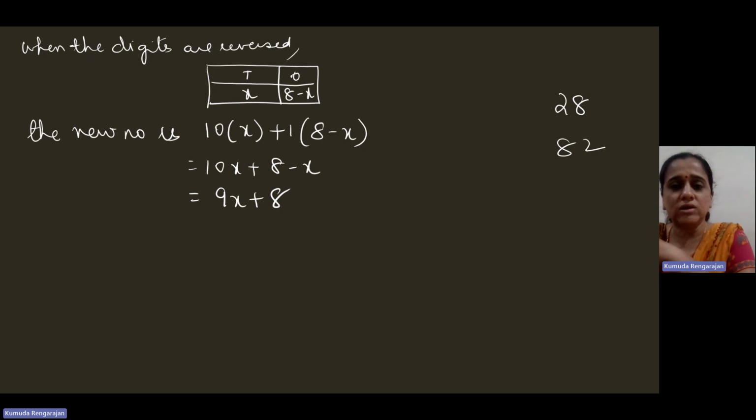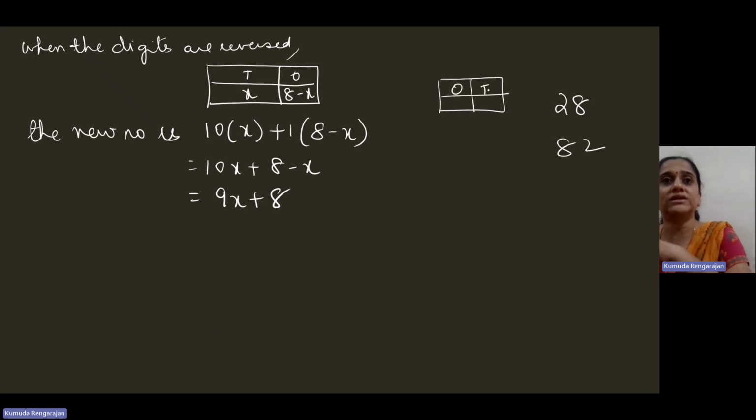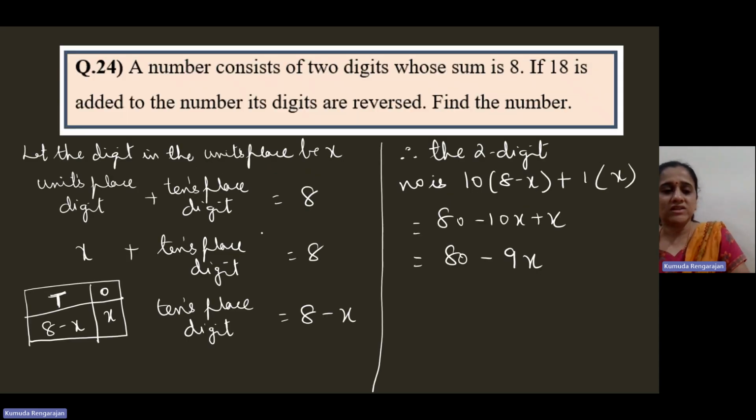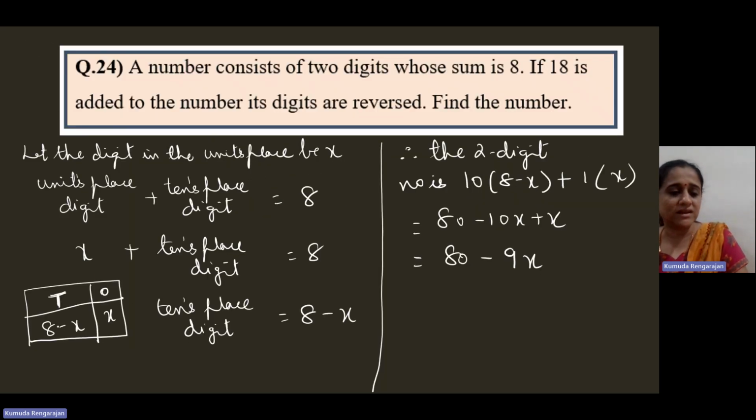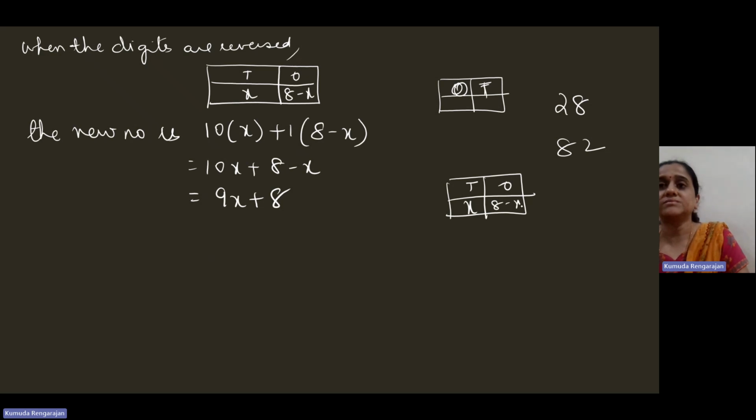So when the digits are reversed, what happens? You cannot interchange the place value. Place value will not be like this, ones and tens. We can't change mathematics. You cannot put the ones place here and the tens place here. The digits interchange. What was in the ones place earlier, x, now comes to the tens place. What was in the tens place earlier, 8 minus x, comes to the ones place. So now when the digits are reversed, what's the new number? 10 into x plus 1 into 8 minus x. So open the bracket and this is what we have.